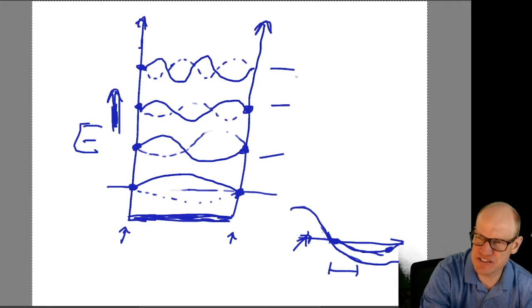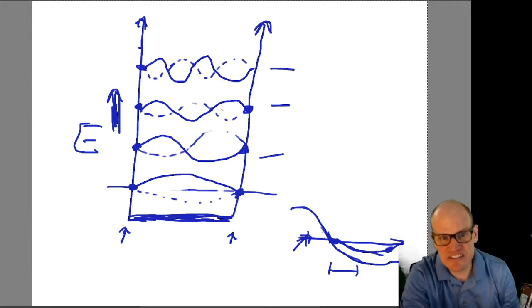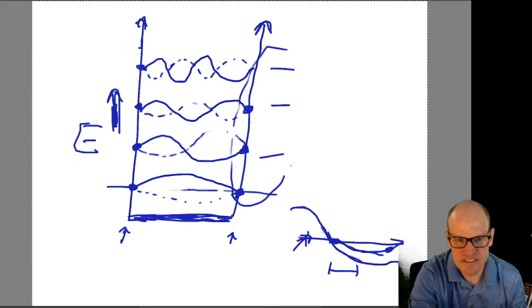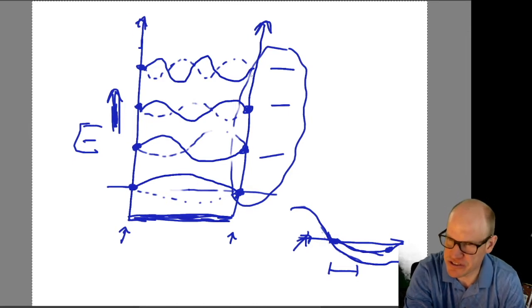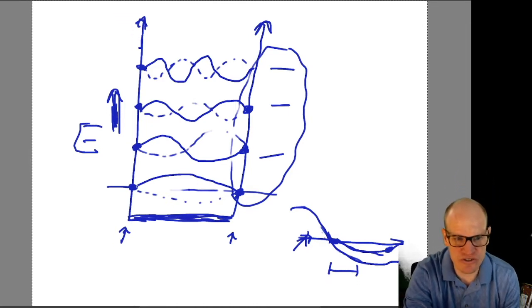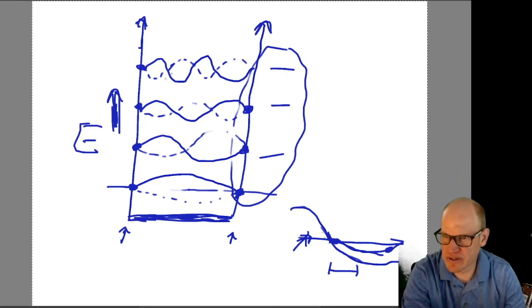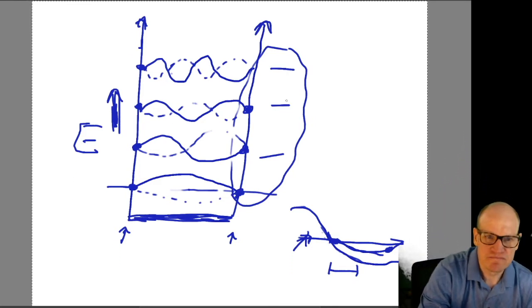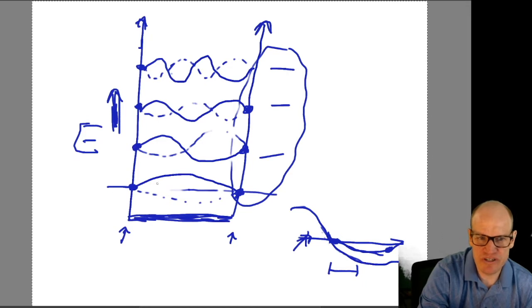And that quantizes the system. This is what produces the quantized states. This is what produces the different energy levels, is the fact that only certain wavelengths will fit inside your potential. Okay, so these are the quantum states for an infinite square well.